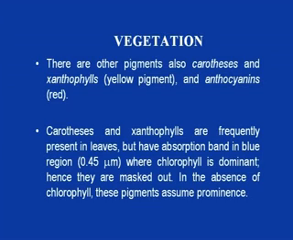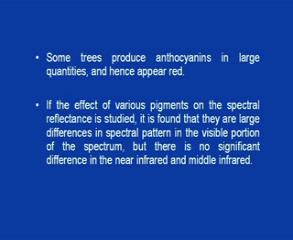Carotenes and xanthophylls are frequently present in leaves, but have an absorption band in the blue region, that is 0.45 micrometers, where chlorophyll is dominant, and hence the carotenes and xanthophylls, the yellow pigments, are masked out. In the absence of chlorophyll, these pigments assume prominence. Some trees produce anthocyanins in large quantities and hence appear red.